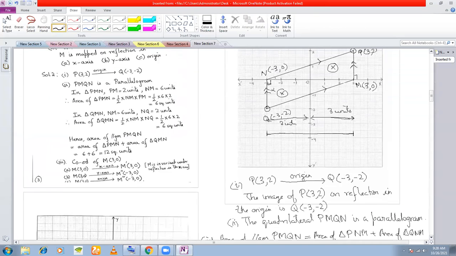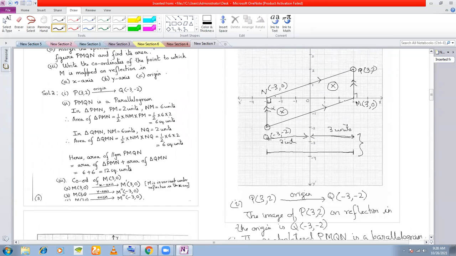Now these arrows, all this I'm drawing only to show you. You will not draw this on your graph paper. Your graph paper will only contain this quadrilateral, this parallelogram, along with the coordinates written. So MN we have found.